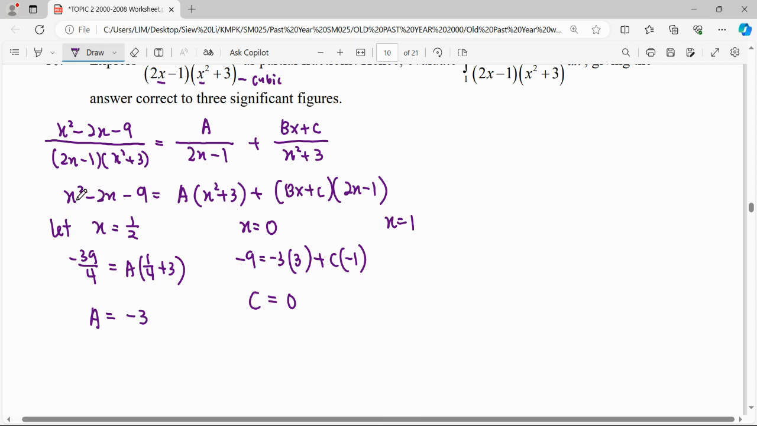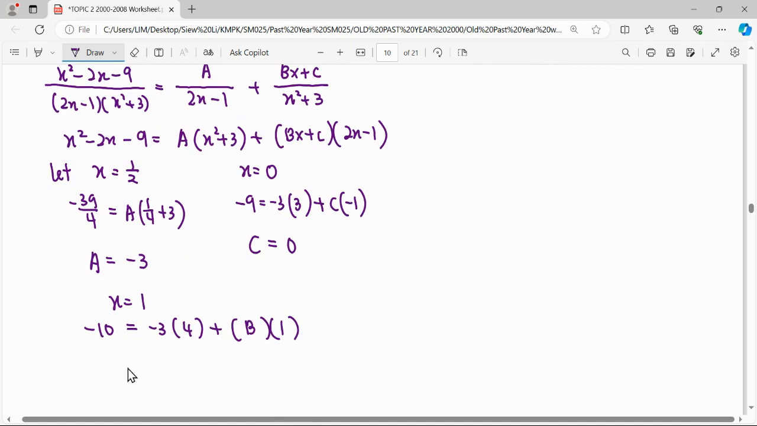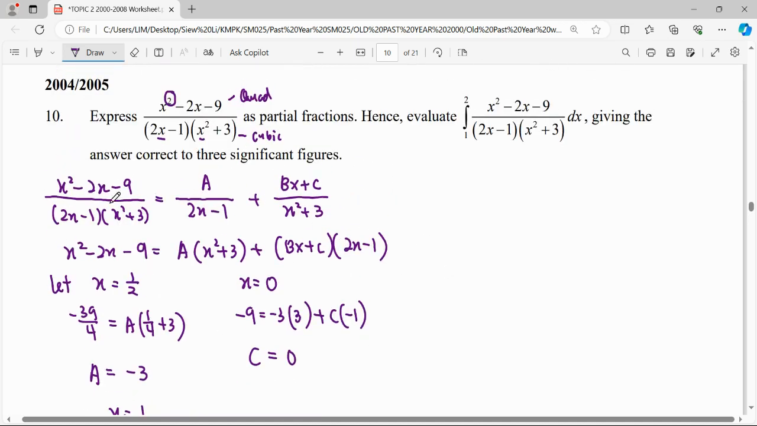Then lastly, we substitute x equals 1. When x equals 1, the left hand side is negative 10. So on the right hand side we follow through. A is negative 3. Then 1 squared is 1 plus 3, it will be 4. Then 1b plus c. Then 1 times 2, 2 minus 1 is 1. Lastly, we find b, which is 2. So we express our fraction in partial fraction form. Substitute back our A, B, C.